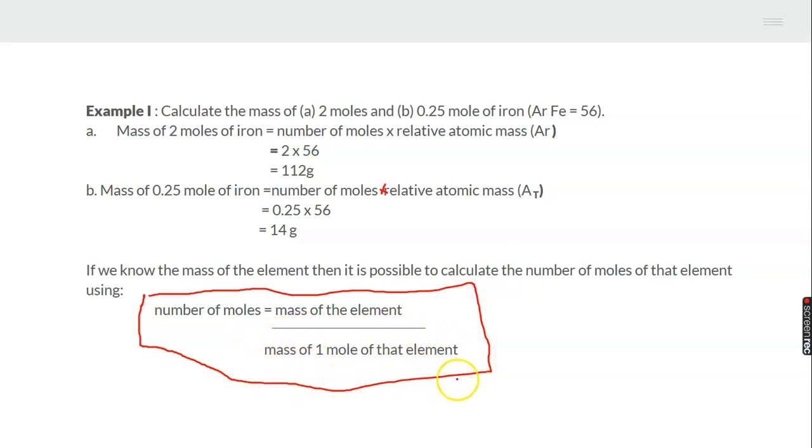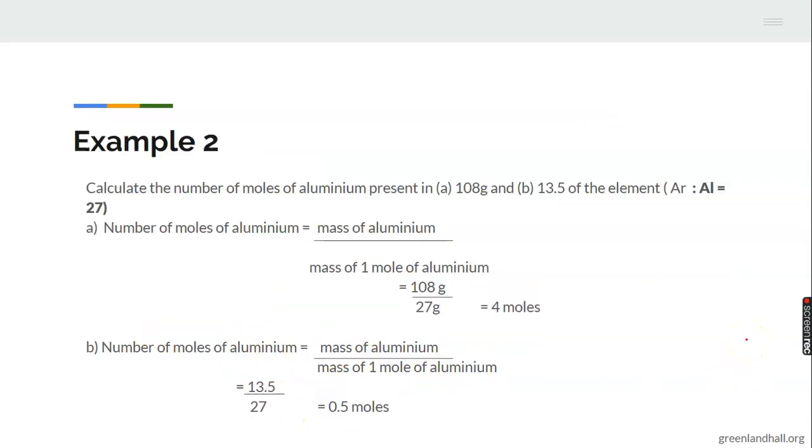You see it as relative atomic mass, or some can call it molar mass, as the case may be. So example 2: calculate the number of moles of aluminium present in 108 grams. That's the gram. You have been given grams, you have to calculate mole. So this is it right here. Number of moles of aluminium equals mass of aluminium over mass of 1 mole of aluminium.